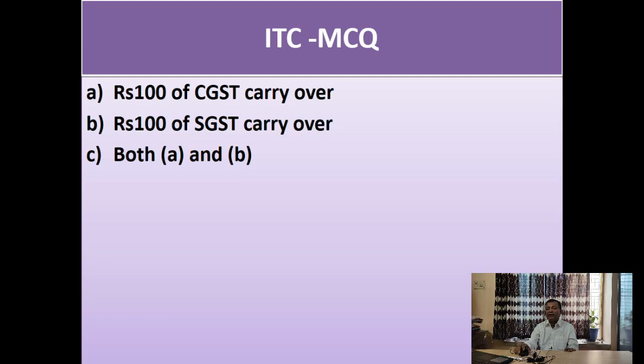So our answer will be A and B both, because if you think, then CGST of 100 will be carried forward, SGST of 100 will be carried forward, because we will allow the IGST to adjust first. This is one type of solution. This problem can be solved in a different way, but out of these 4 options, C is the best option. C will be the answer.